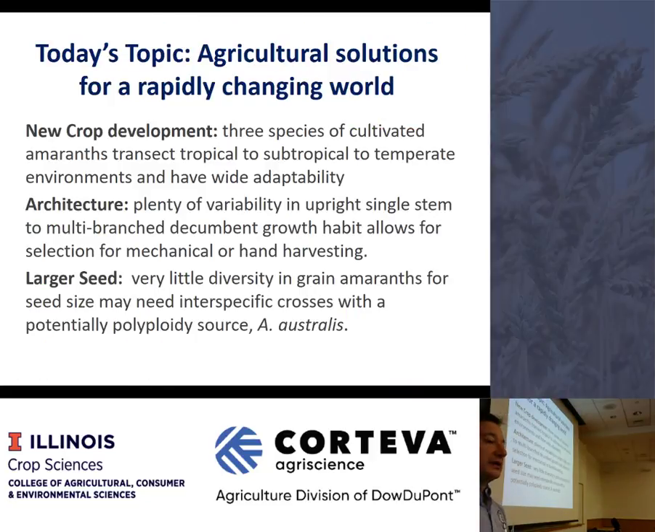So going back to today's topic, which was obviously agricultural solutions for a rapidly changing world, we've got the potential for new crop development from the grain amaranths. There are 3 species that are already available. They're being taken up in East Africa, which has some similarities to the Mexican homeland for these species, especially A. cruentus and A. hypochondriacus. And they have wide adaptability.